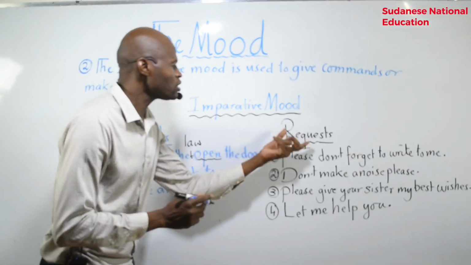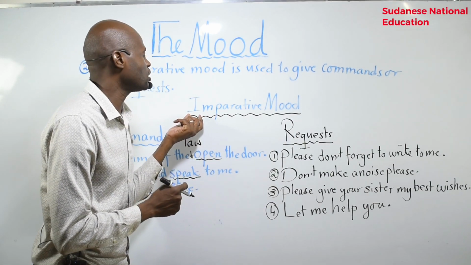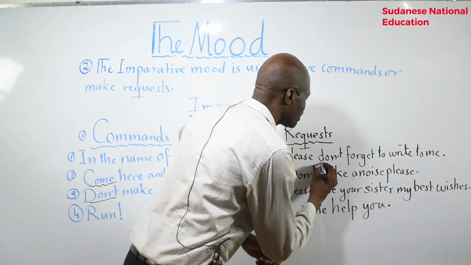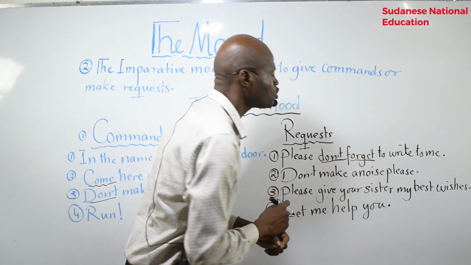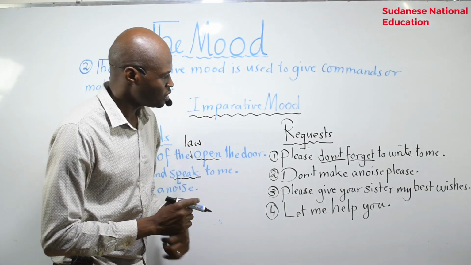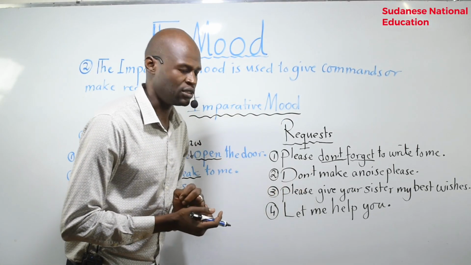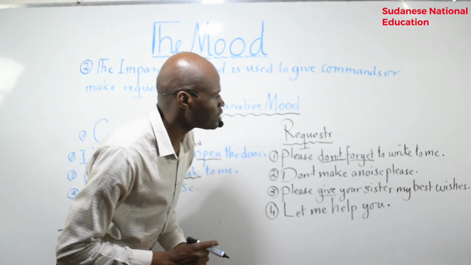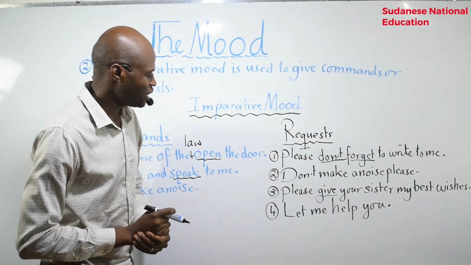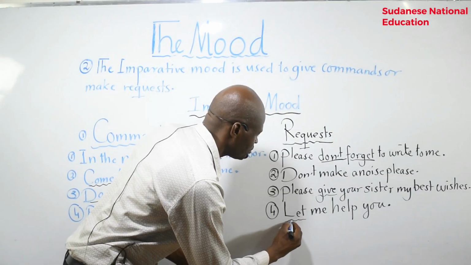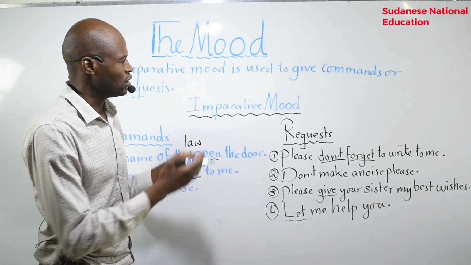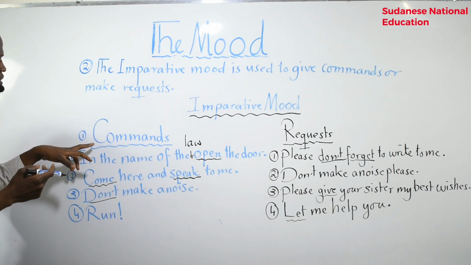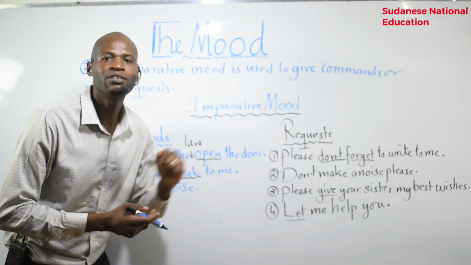Number two, also we can express request. Request also is one of the types of the imperative mood, like here, please don't forget to write to me. Number two, don't make a noise, please. Number three, please give your sister my best wishes. And number four, let me help you. Imperative mood, as we said, has two types of sentences, commands and requests.